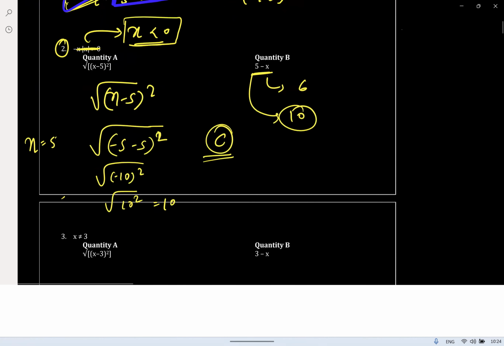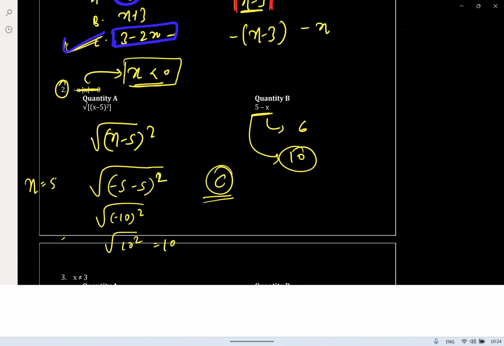Go back up. You get 10 on this side, and you get 5 minus -5, which is 10 again, right? So you take any negative value, both sides are equal. Got it. And -x mod x greater than 0 means x is negative.